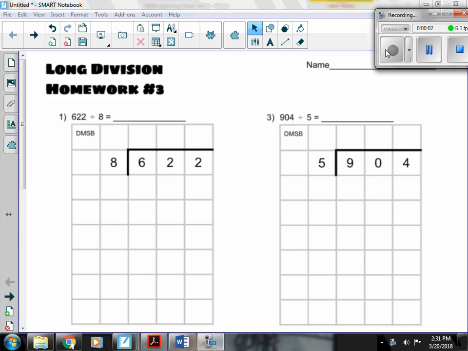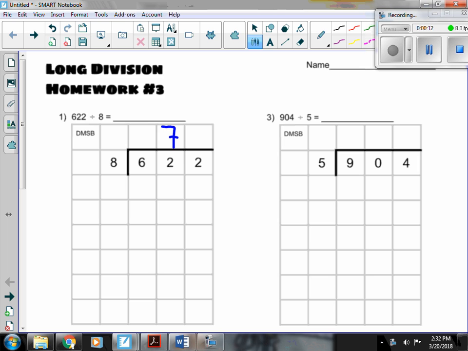Tonight's homework is another practice of long division. So number 1, can 8 go into 6? No, so I need to think how many times can 8 go into 62? And it's 7, which is 56.